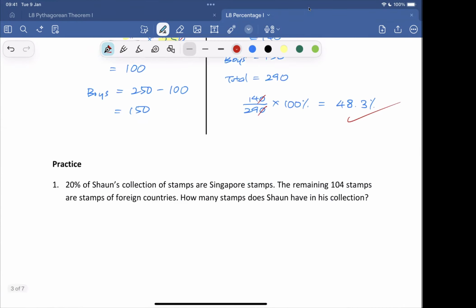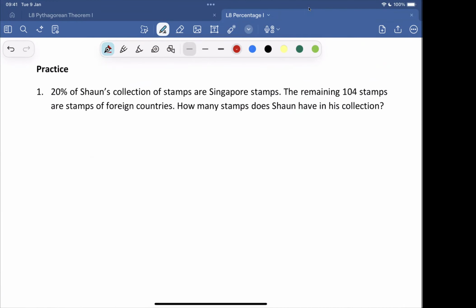All right. Let's take a look at practice question number 1. 20% of Sean's stamps are Singapore stamps. So let me ask Penelope. Hi, Penelope. If 20% are Singapore stamps, what percentage are overseas foreign stamps? 100 minus 20, 80%. 80% equals 104. 80% is foreign stamps. Wow, you are correct. 80% is 104. Very good.